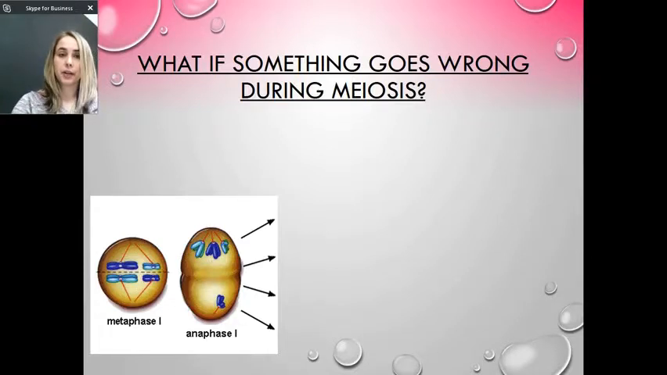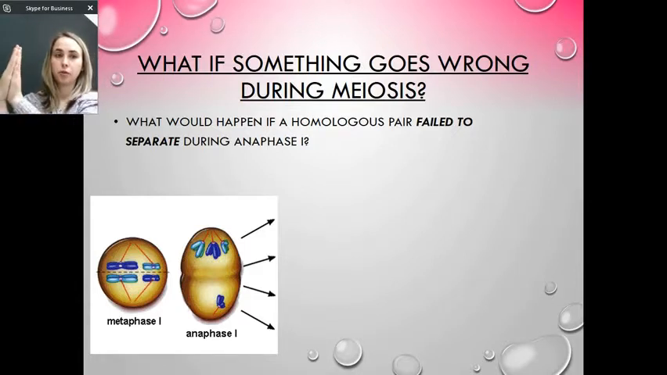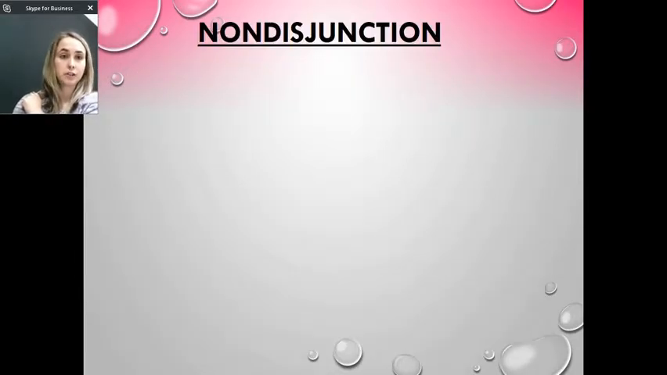So what we're talking about is if something goes wrong during the process of meiosis with the chromosomes separating. If a homologous pair fails to separate, so that in anaphase they don't go apart, instead they stick together and both go to one side and none go to the other, we call that non-disjunction.